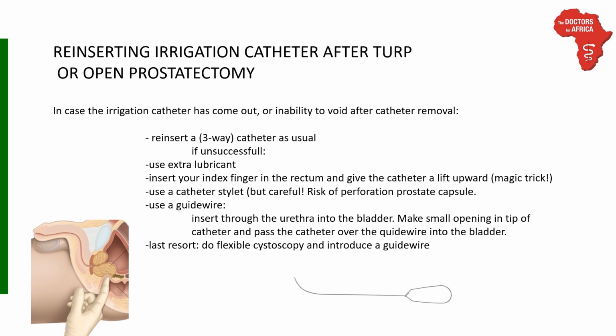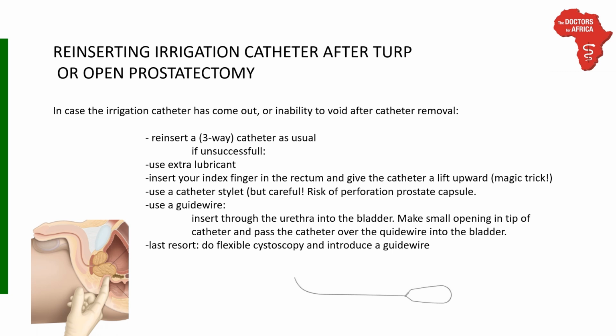This is a very magic trick. The problem is that the tip of the catheter might get caught in the prostatic capsule and does not enter the bladder through the bladder neck. You could also use a catheter stylet, but often this is not available, and due to the rigidity of this stylet, it might be a risk of getting a perforation of the prostatic capsule.